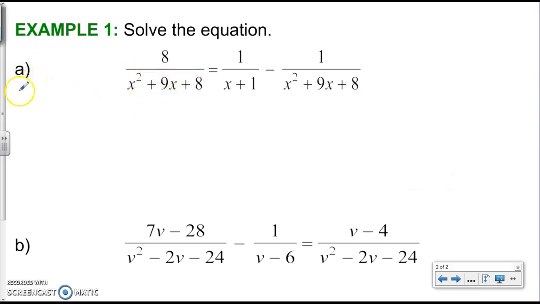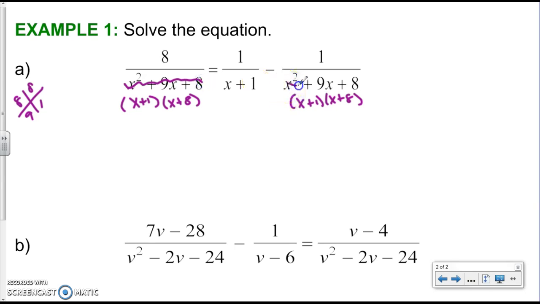Factoring these trinomials, I'm just going to, off to the side, put my 8 on top, 9 on bottom, and that's an x factor. The two numbers that multiply to give me 8 and add up to 9 are 8 and 1. So when I factor the denominator of the first fraction, I get x plus 1 and x plus 8. Same with this third fraction here, x plus 1 and x plus 8. So I'm going to replace those with my factored form. The first step was factor.